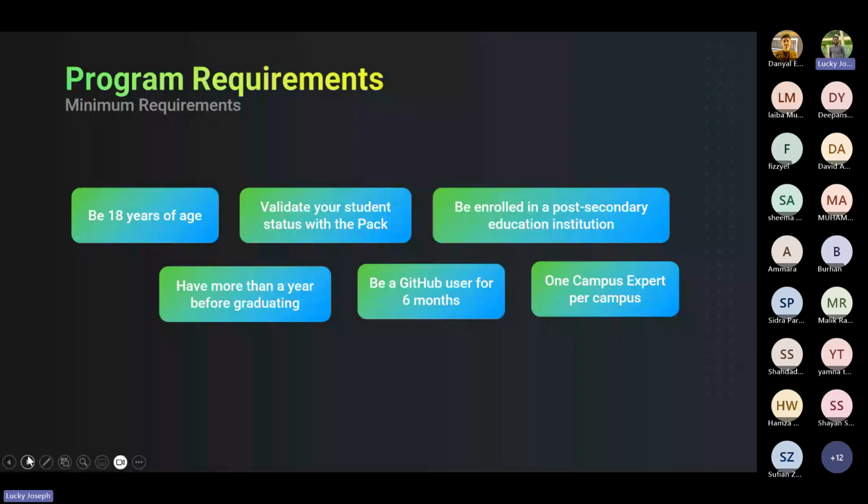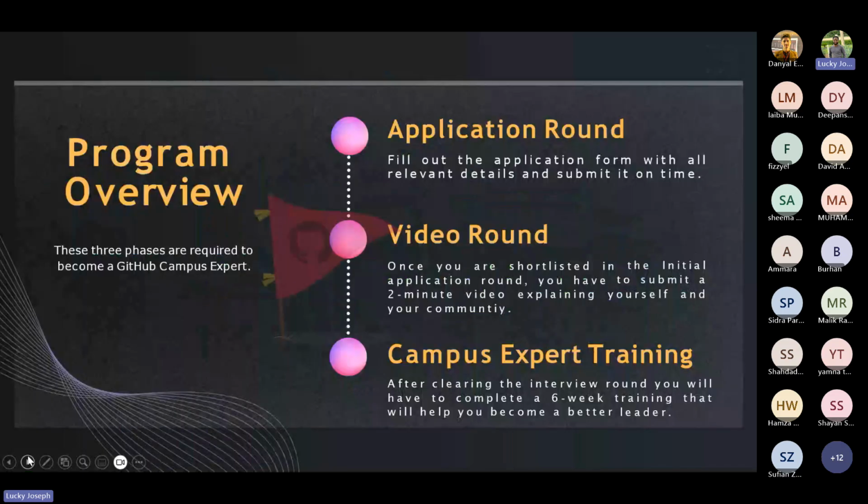Here's the program overview of the GitHub Campus Expert application. The application is in three phases. There's the application phase where you fill out some forms which explain about your community and all that. Then when your application gets accepted, there's the video round. In the video round, you'll be asked to answer some targeted questions, ranging from your community, yourself as a person, and how you can use the GitHub Campus Expert program to impact your community.